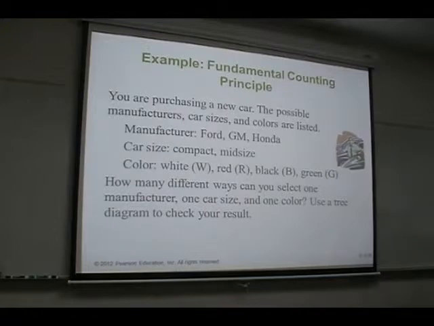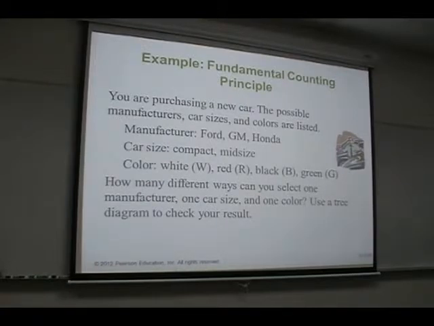Before we even go to the tree diagram, how many choices are we going to have total? How many choices do we have for the manufacturer? 3. How many for the car size? 2. So 3 times 2, that's 6. And then how many colors are we choosing? 4. So we have 6 times 4, which makes 24. So if we list out all the things in our tree, we should have 24 things listed out there.